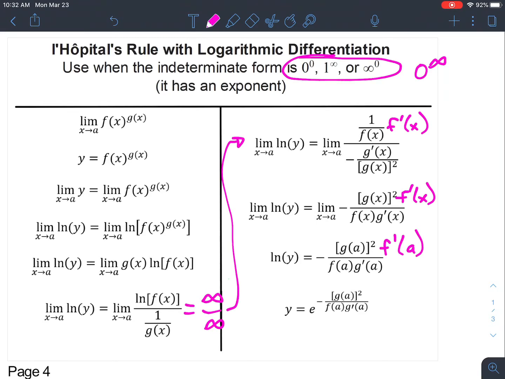We're going to get all of these values, and if we put the a in, then the last step is that we have to get rid of this natural log of y. So to undo that, we raise e to that, and we have to do the same thing to the right side as well. e to the natural log of y just leaves us with y, and then over on the right side, there is our answer once I put in f prime of a, g of a quantity squared over f of a g prime of a.